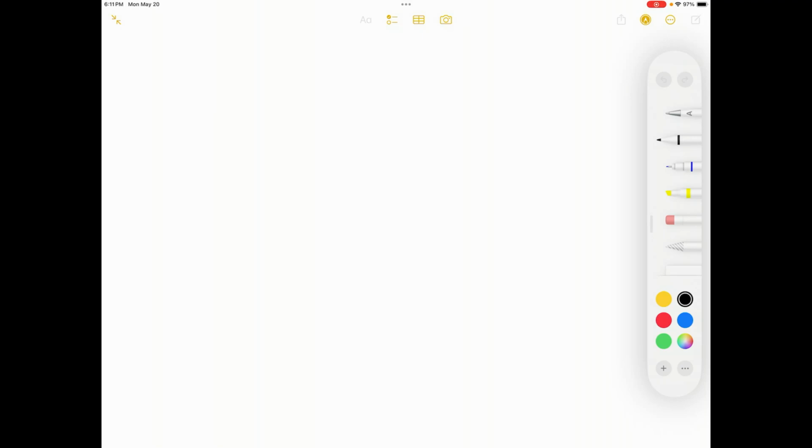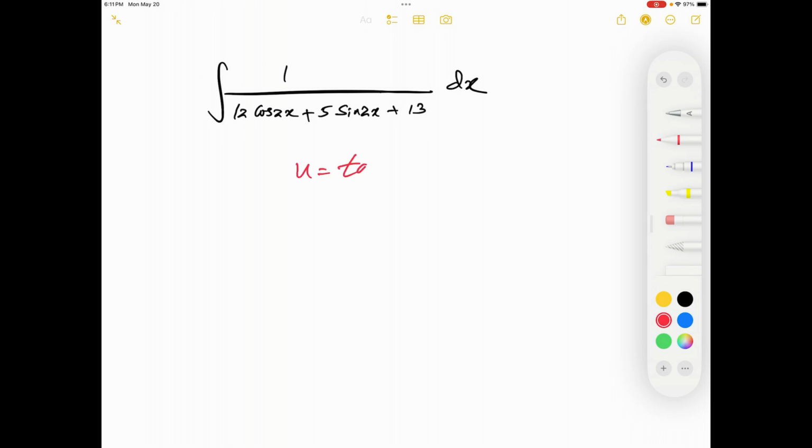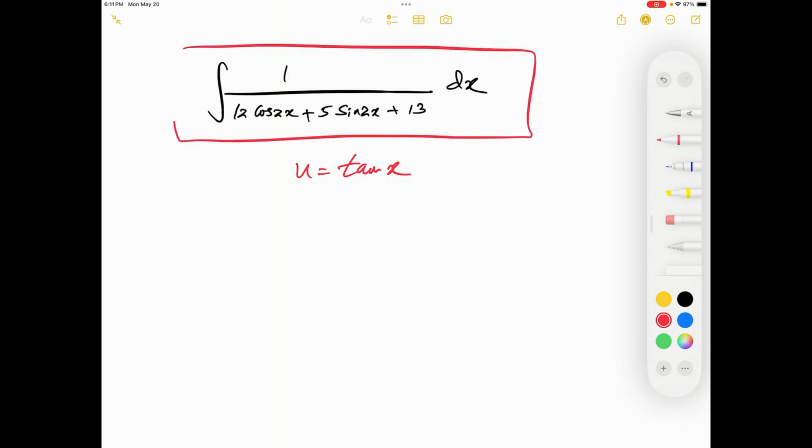Last time we saw how to evaluate the integral of 1 over 12 cosine 2x plus 5 sine 2x plus 13 dx using the substitution u equals tangent x. However, at the end of that video, I said that because of the very special nature of the numbers selected for the denominator, 12, 5 and 13, you can also evaluate this integral without using the substitution u equals tangent x.